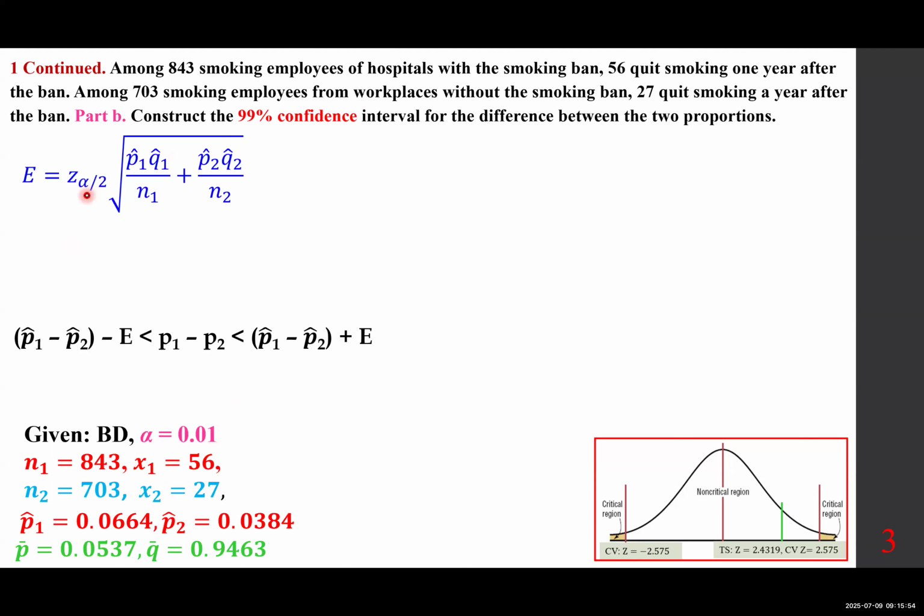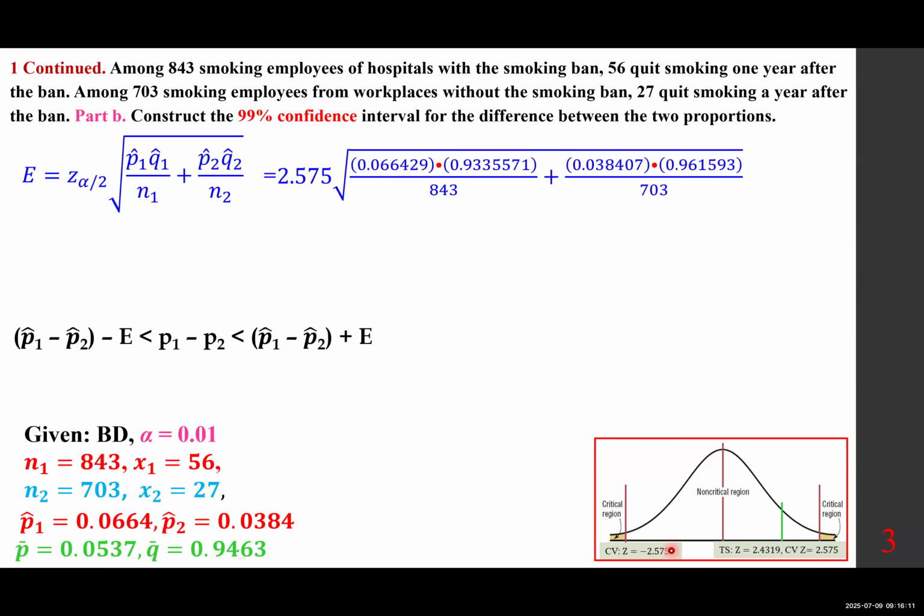What about the Z? Because alpha equals 0.01 and it's a two-tailed test, and this is a 99% confidence. If you look up the table, it gives you exactly the same Z. Even the Z is given here, 2.575. Let's plug in. You do the math, you go through the process, a bunch of decimals, you end up with 0.0289. I'm showing you the intermediate steps, but the idea is to understand the formula and then we plug in.